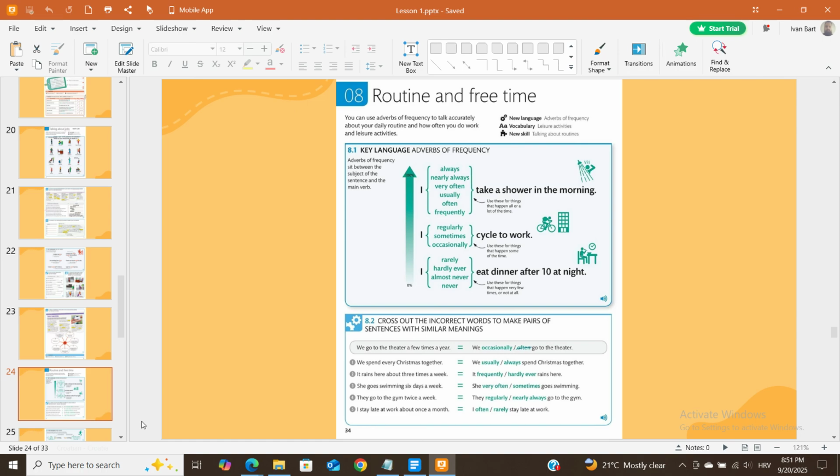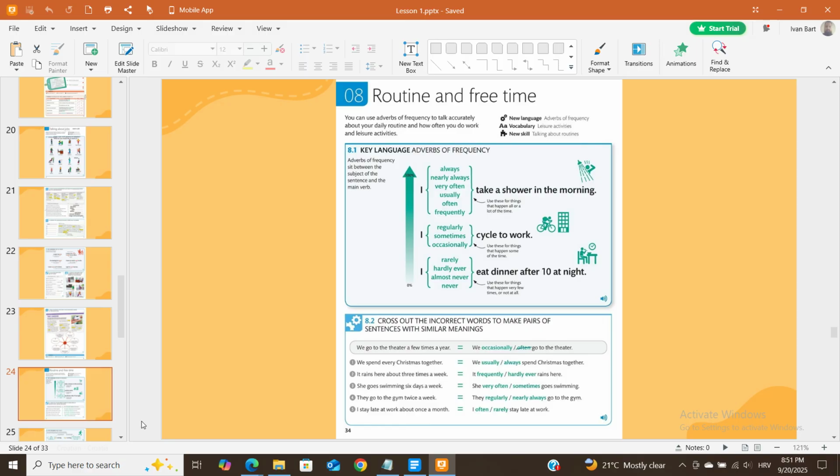8.2 Cross out the incorrect words to make pairs of sentences with similar meanings. We go to the theater a few times a year. Equals: we occasionally, often go to the theater. We spend every Christmas together.